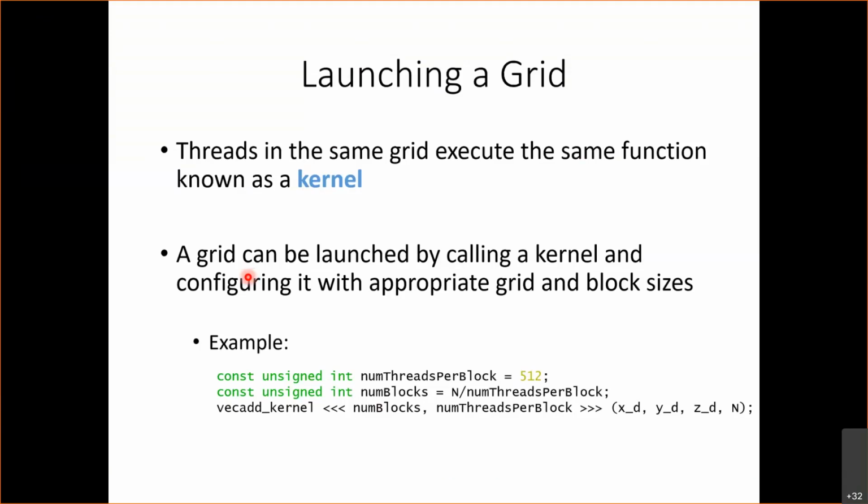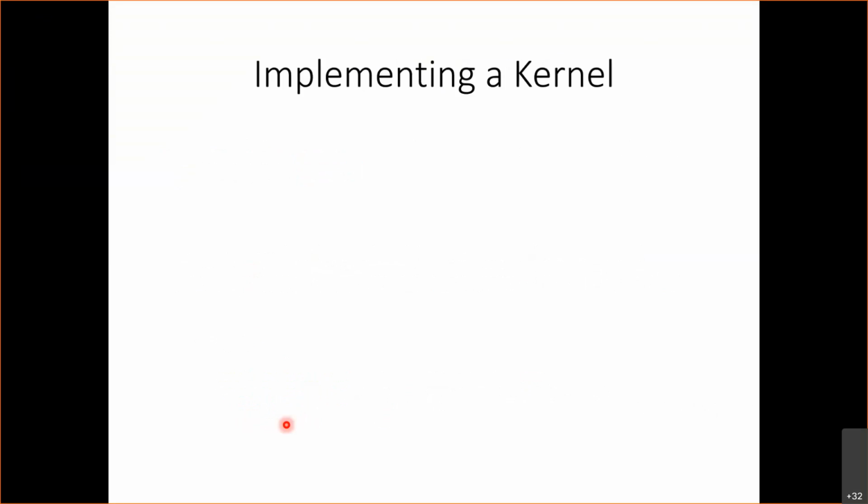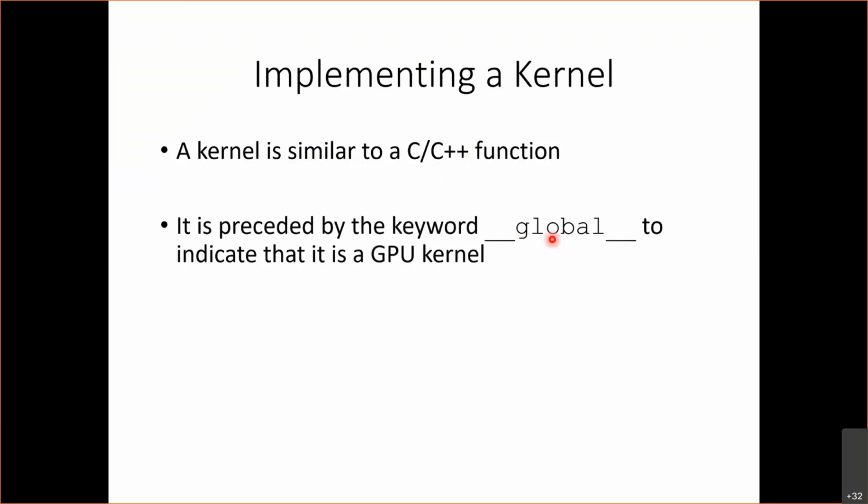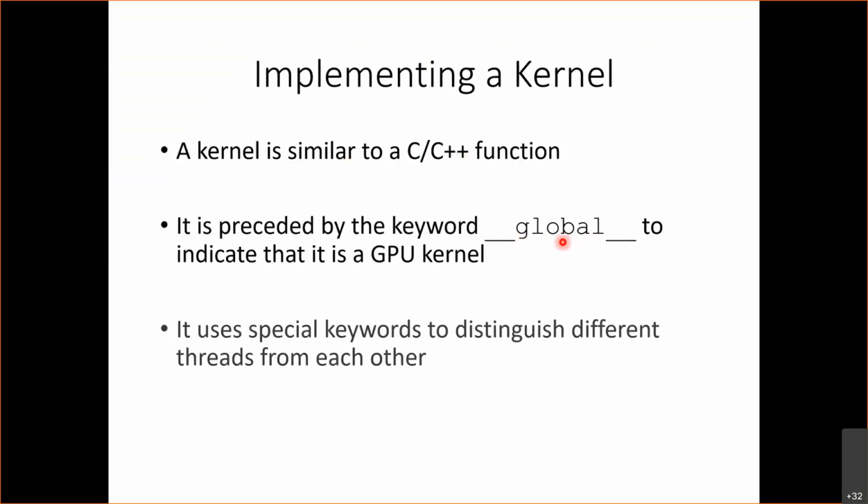Next, what we need to do is implement this vec_add kernel. So now we're calling this vec_add kernel to launch a grid on the GPU. Now we have n threads running on the GPU. These threads are going to execute this vec_add kernel. So how do we implement a vec_add kernel? A kernel is similar to a C or C++ function. However, it is preceded by the keyword __global__ to indicate that this is a kernel. And it's going to use some special keywords in order to distinguish different threads from each other.